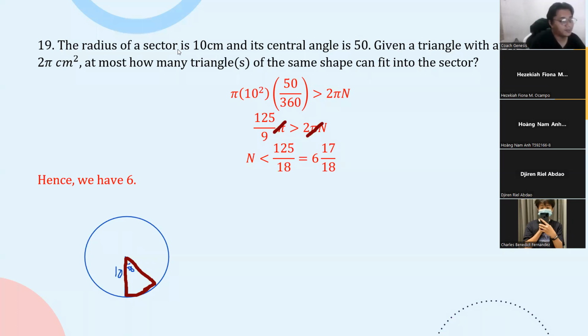So just familiarize this formula. The formula of a sector is just the area of the circle multiplied by the ratio of its central angle to the whole circle. So 50 over 360. Okay.